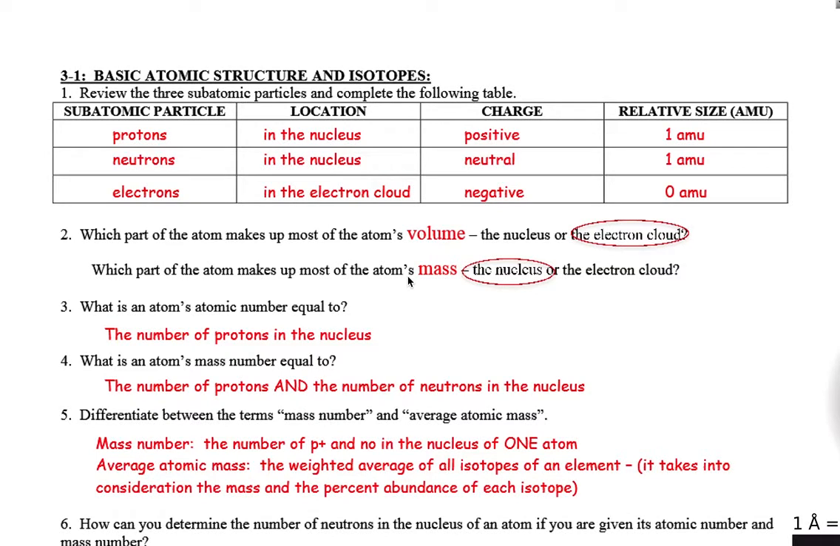All right, so 3-1, this is basic atomic structure and the isotopes. Hopefully you have a periodic table handy. We will give you one during the test, but you need one to do quite a bit of this.